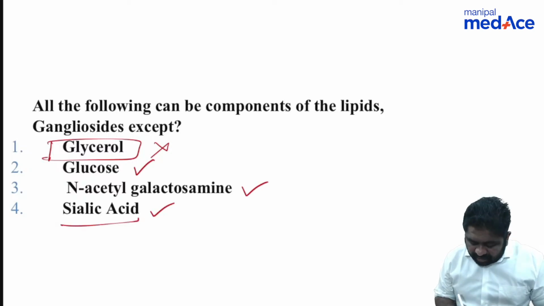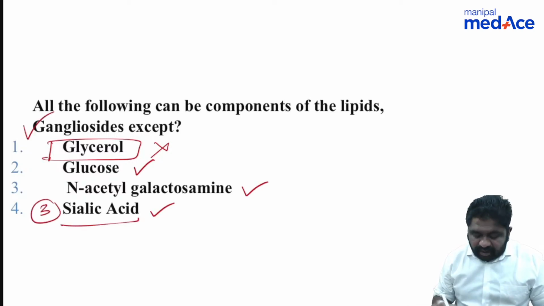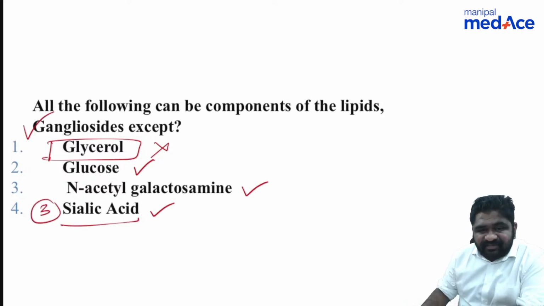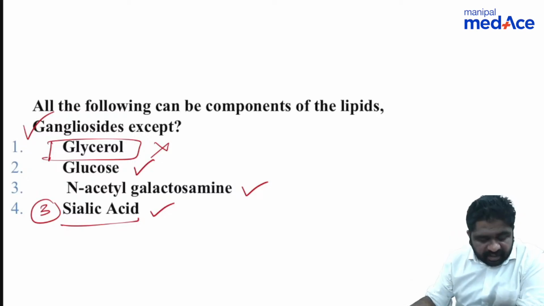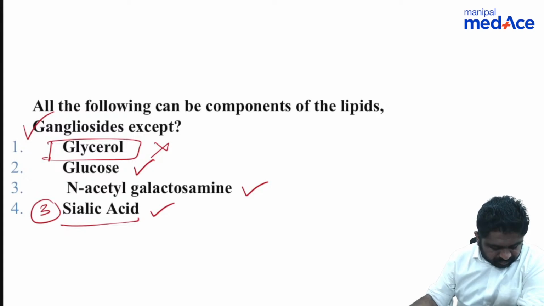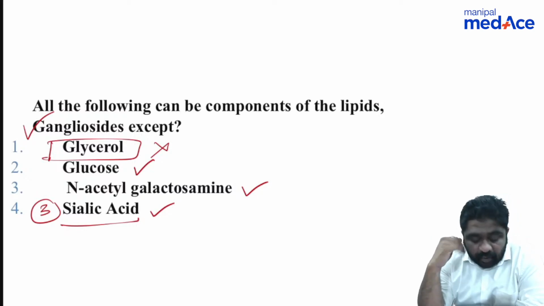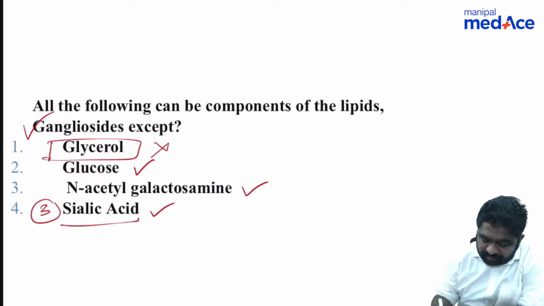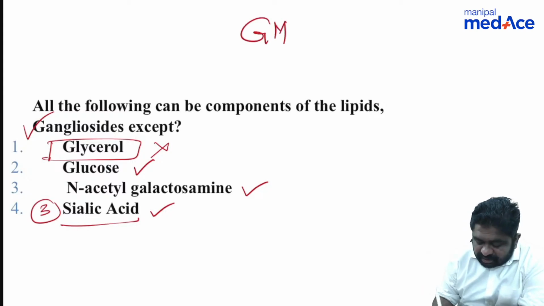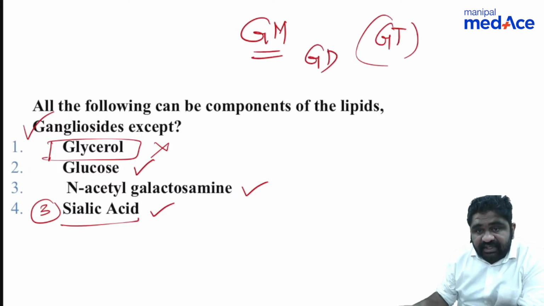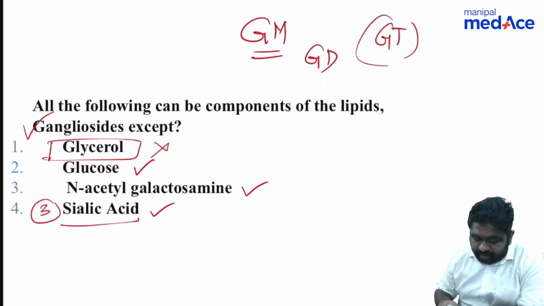Now tell me, if I add 3 sialic acid residues to the ganglioside, how will I name them? Gm means 1, Gd means 2, and Gt means 3 sialic acid residues.